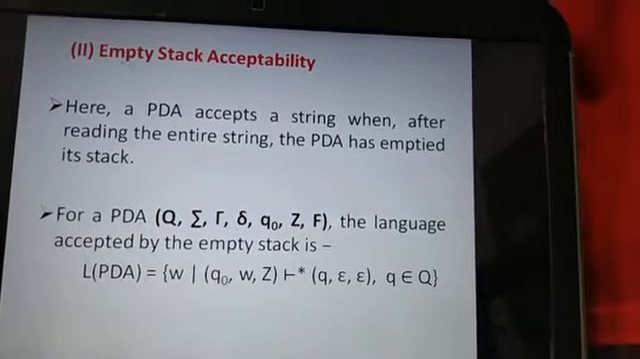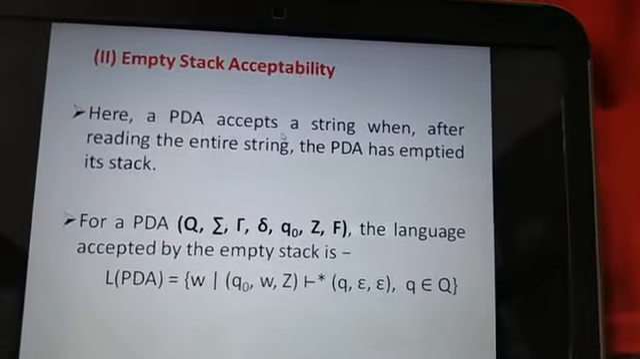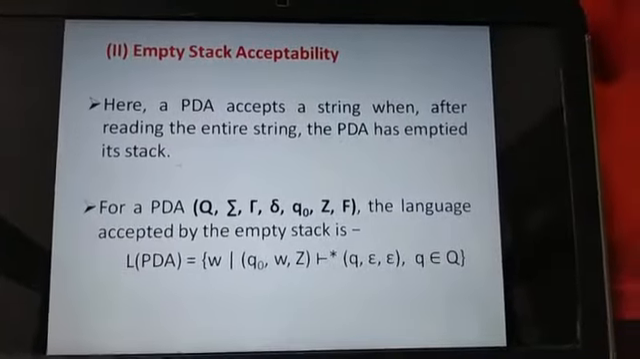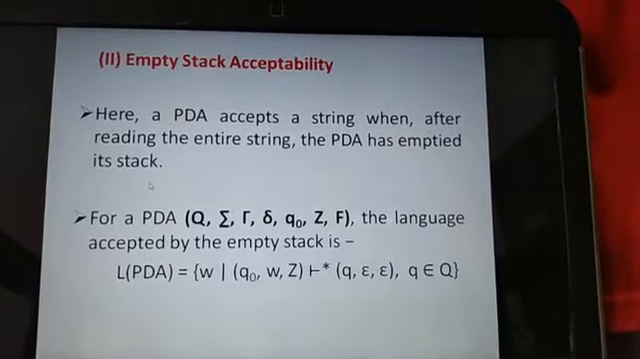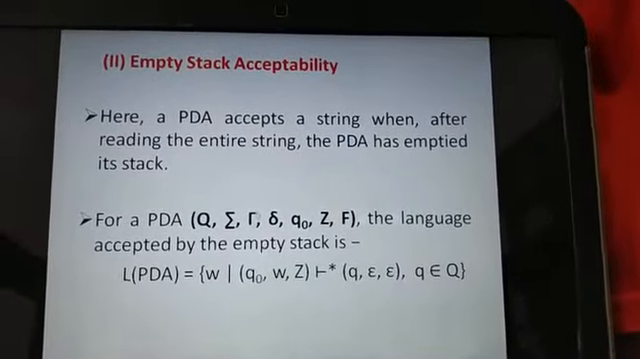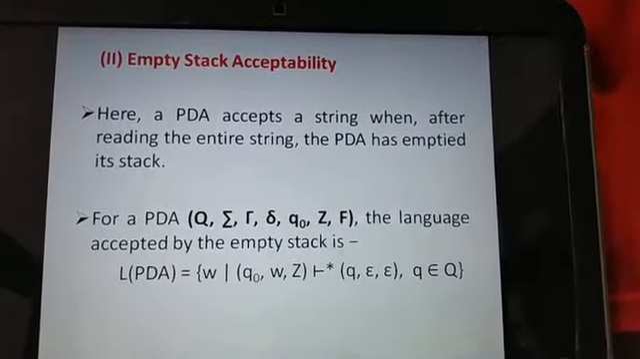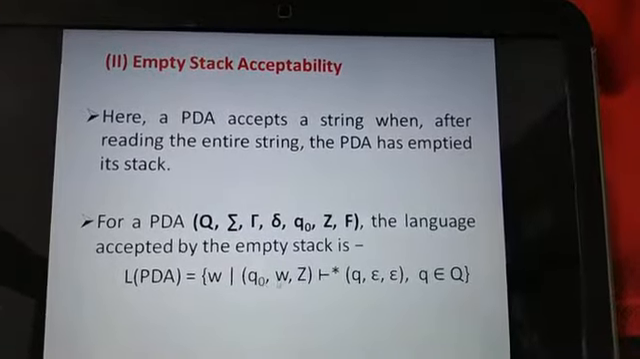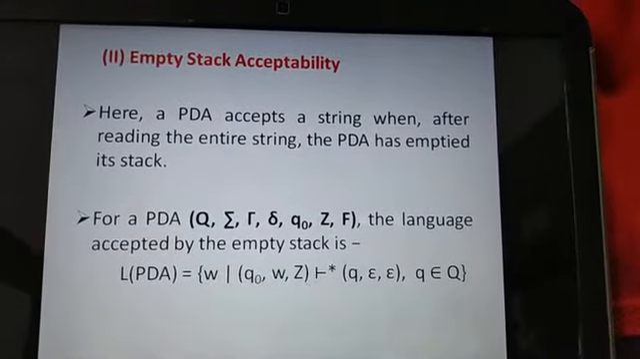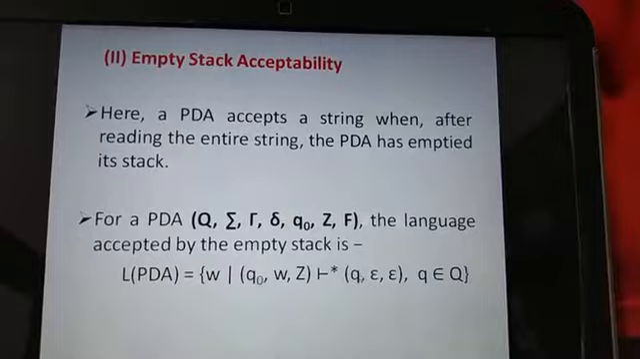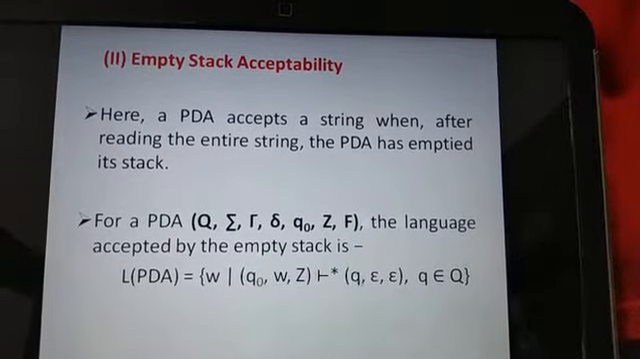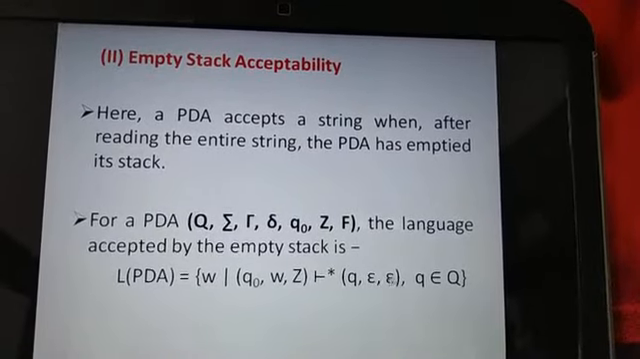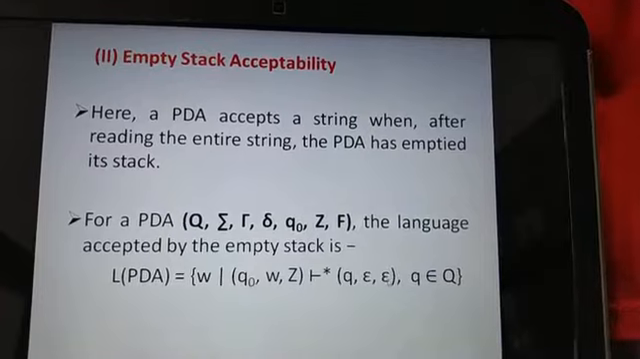You can see in the diagram that Q4 is the accepting state, and at last we reach the accepting state for this type of acceptability. Now the second is empty stack acceptability. Here a PDA accepts a string when after reading the entire string the PDA has emptied its stack. For a PDA with 7 tuples, the language accepted by the empty stack is this. Suppose w is the string, then q0 is the initial state, w is the string, and Z is the pushdown symbol. With some transitions, we reach a state q. Then the string is consumed, and finally we get the empty stack.